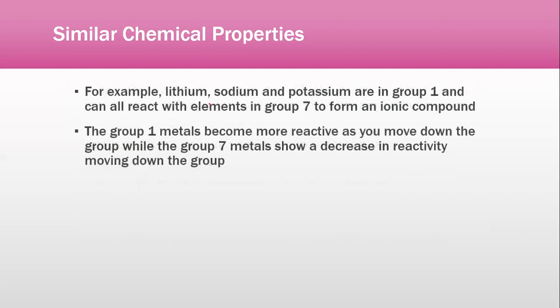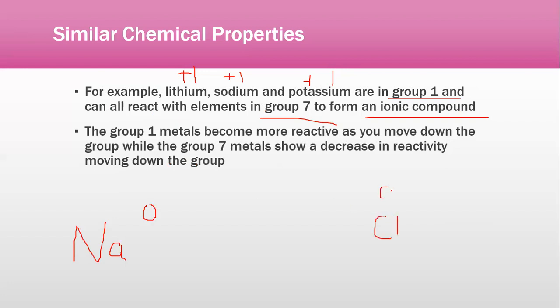For example, lithium, sodium, and potassium, all of them are in group number 1. Lithium भी group 1 में है, sodium भी group 1 में है, potassium भी group 1 में है. They are all three of these are in group 1 and can all react with elements in group 7 to form an ionic compound. कैसे? For example, we'll be doing this in bonding chapter. लेकिन अगर मैं sodium की बात करूं, sodium has 1 electron in its outermost shell. Chlorine जो है, chlorine has 7 electrons in its outermost shell because it is in group number 7.